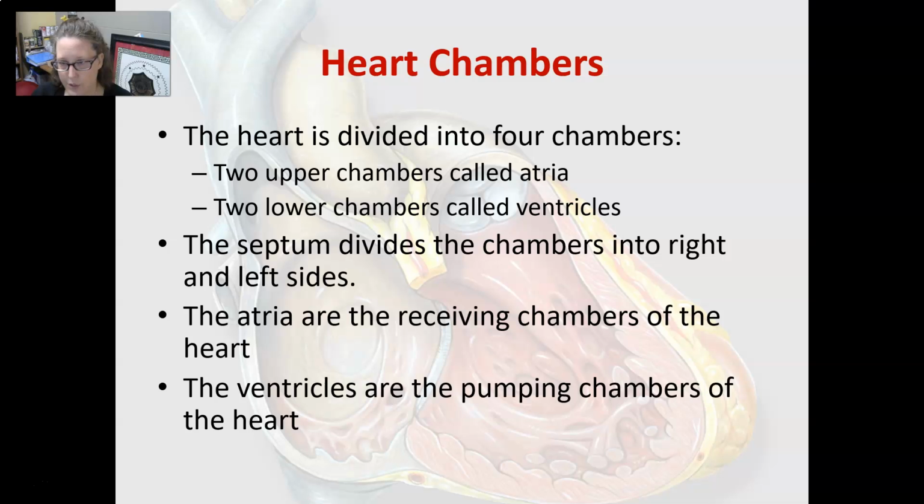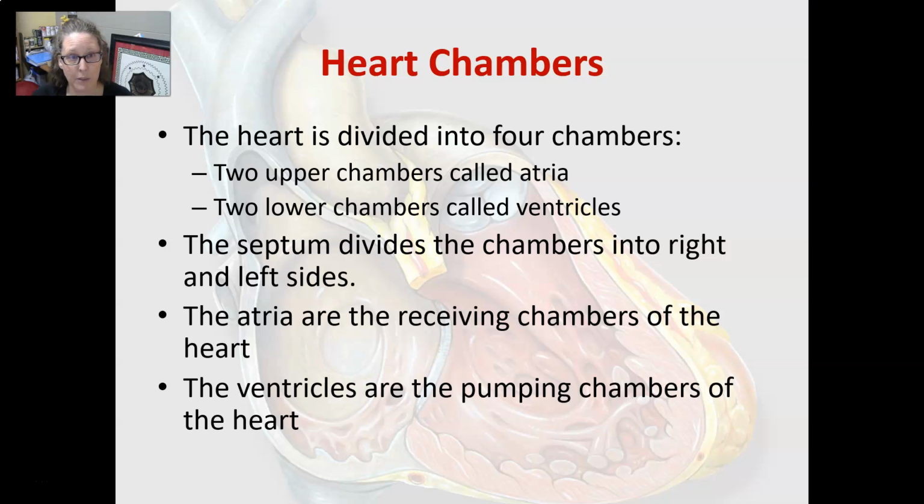So the heart is divided into 4 chambers, as we just saw. The 2 upper chambers called the atria, the 2 lower chambers called the ventricles, and the septum divides the chambers into right and left sides. There can be some problems if there are any holes in that septum, and that's what is often referred to as having a hole in your heart. It's usually a hole in that septum, whether it's between the 2 ventricles or the 2 atria, the right and left atria. So the atria are the receiving chambers of the heart.